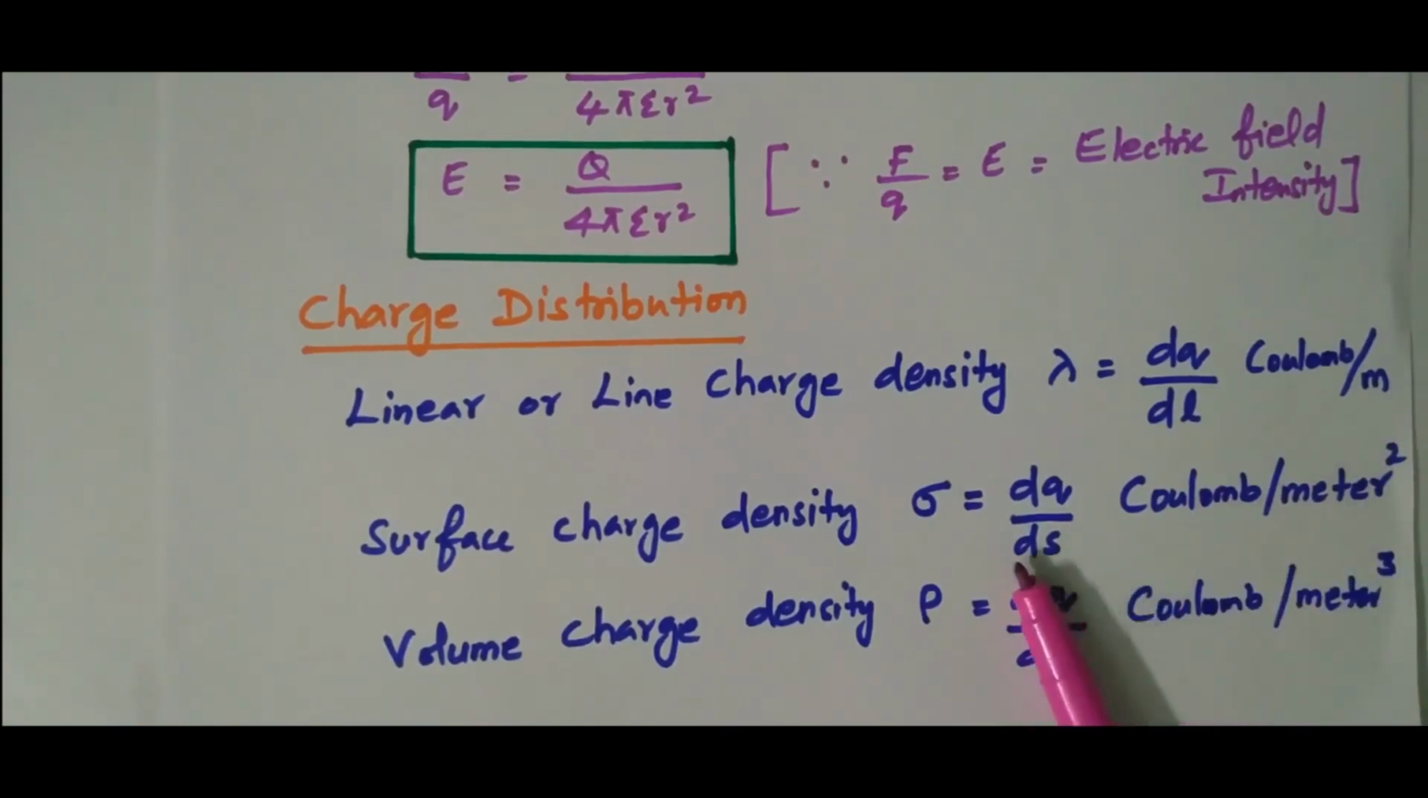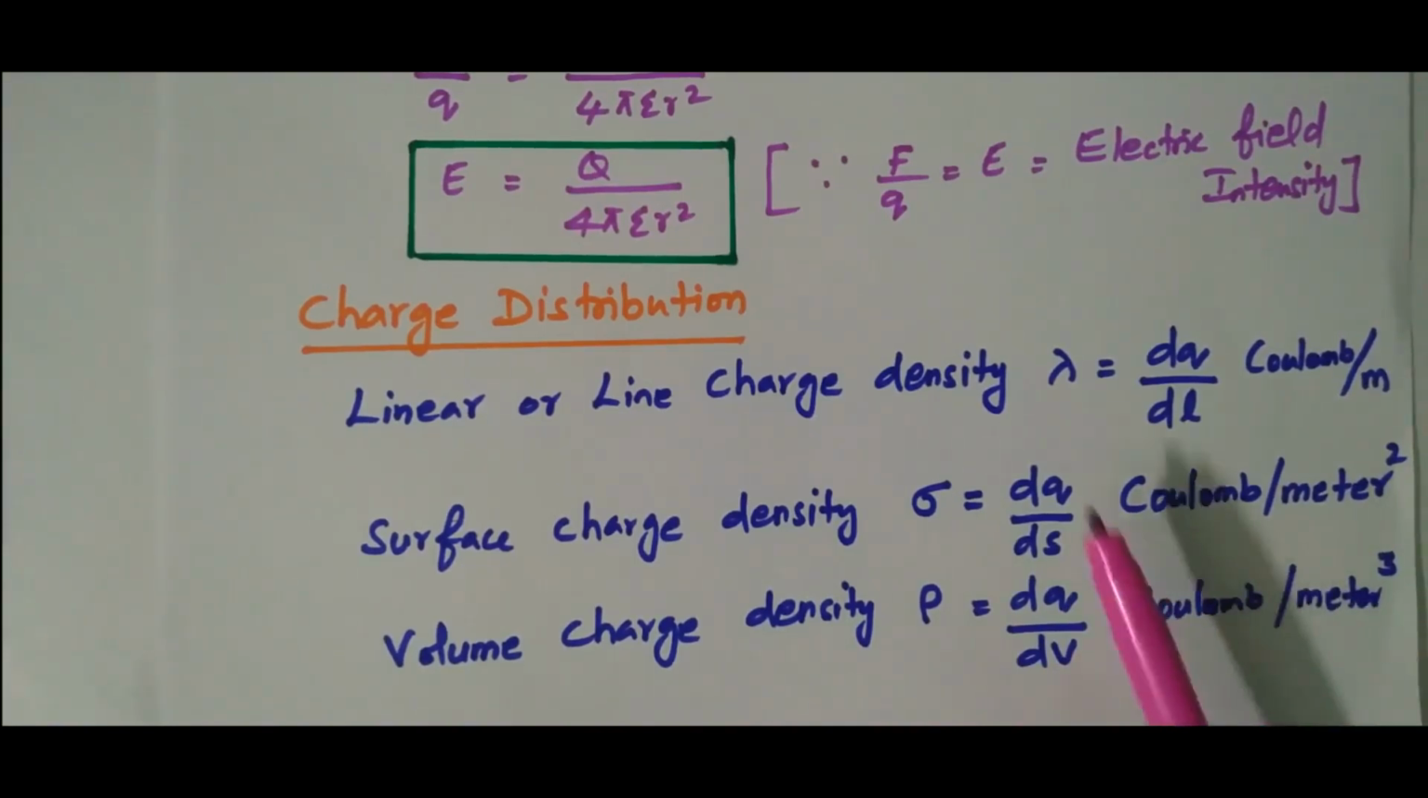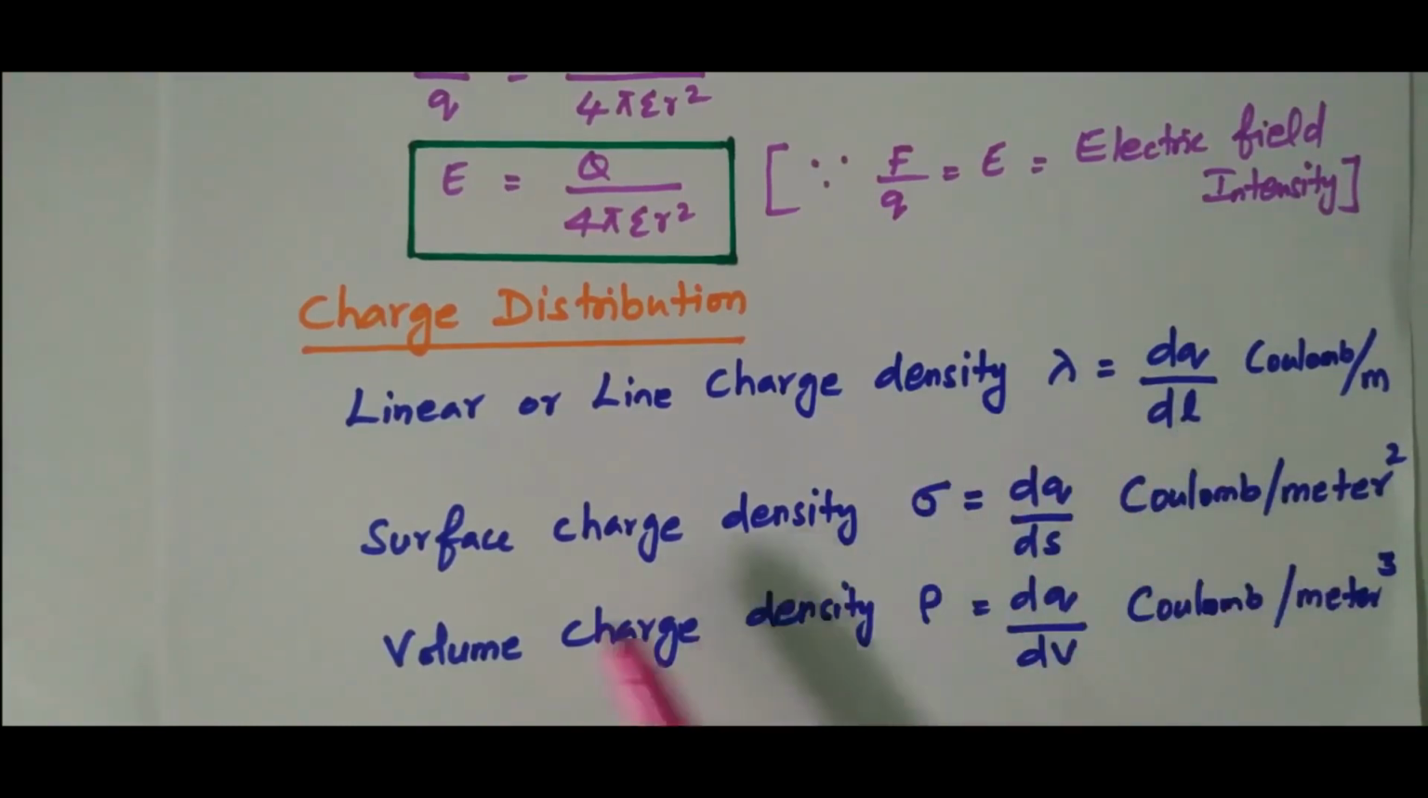If we consider the area, then it is called surface charge density, sigma equal to dq divided by ds. Here we are considering the surface area, coulomb per meter square. If we consider the volume, then it is called volume charge density, rho equal to dq divided by dv, coulomb per meter cube, right? So in charge density, we have three types available. Linear density means length, surface charge density means area, volume charge density means volume, right? So we have lambda, sigma and rho. Based on that, we have the derivation.